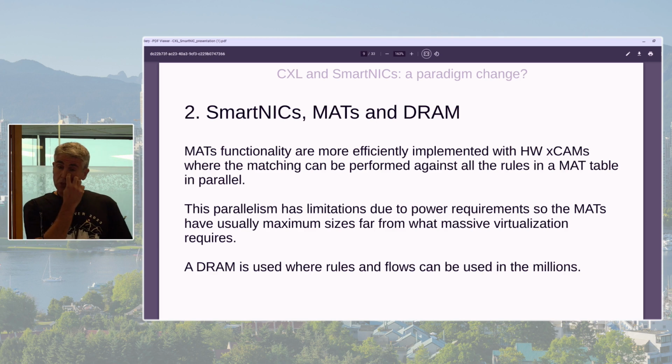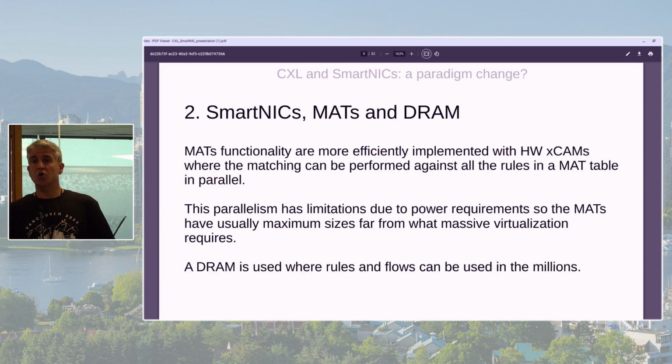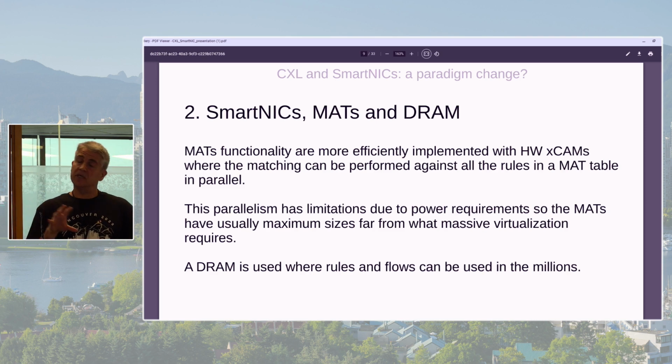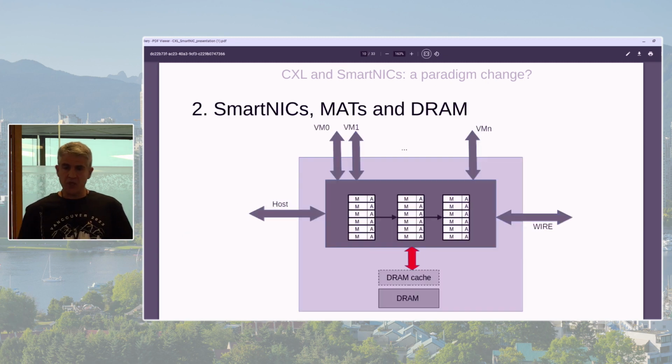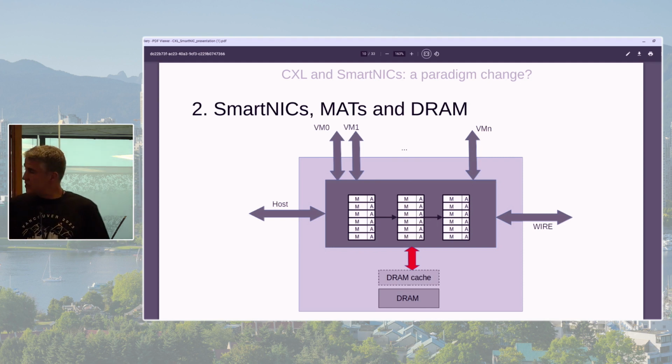So for the massive virtualization scenario, that is not enough. So the solution is to put a DRAM inside the NIC, okay? So you have the fast path, that is when the packet can be handled with the data inside the match and action tables. And you have the slow path, where you then need to go to this DRAM, or maybe you have a cache between the two things, okay?